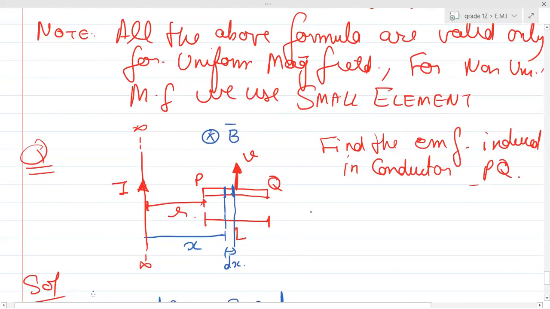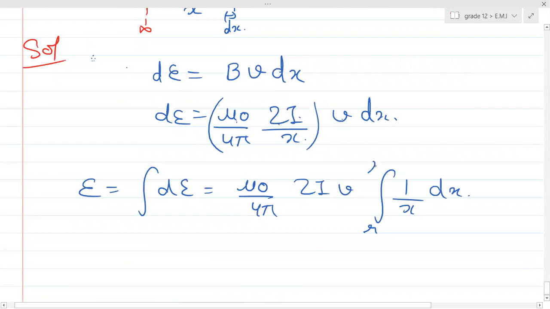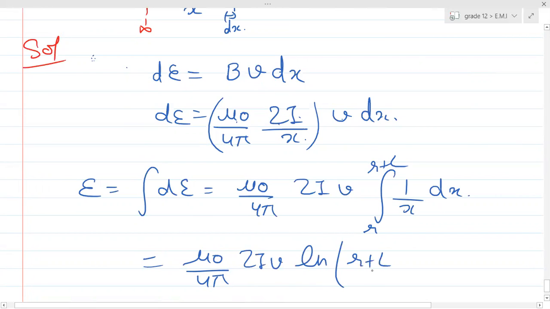Can you tell me the limits of the small element? R to R plus L. R to R plus L. So hence this will be mu naught by 4 pi twice of I V into ln of R plus L upon R.